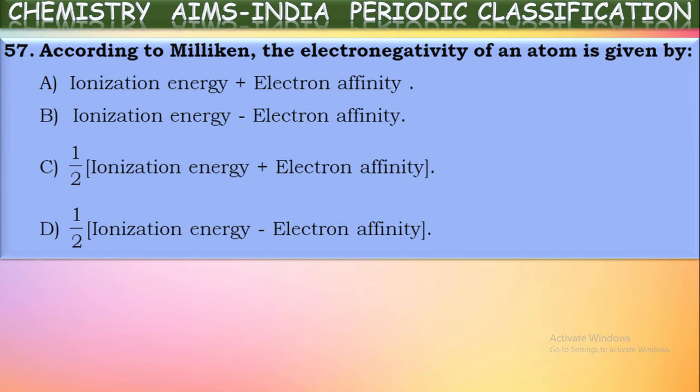Next one. According to Mulliken, electronegativity of an element is given by. Yes, he assumed that electronegativity also has a tendency just like electron affinity and ionization potential. It is also influenced by the properties which affect these two properties. That's why he took the average of these two properties, ionization potential and electron affinity. The average of these two he considered as the electronegativity of that atom, as mentioned here: average of ionization potential and electron affinity, which is equal to electronegativity of an element.